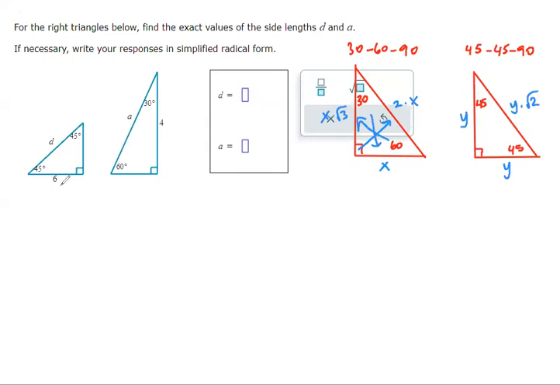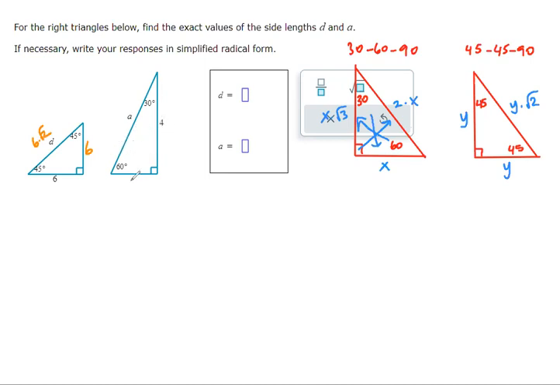I'm going to continue. So, you know, this is a 45, 45, 90-degree triangle. So if this leg is 6, that means this leg is also 6. And the hypotenuse will be leg times square root of 2, which is, you remember, right here. So that should be 6 times root 2. Then we are done.